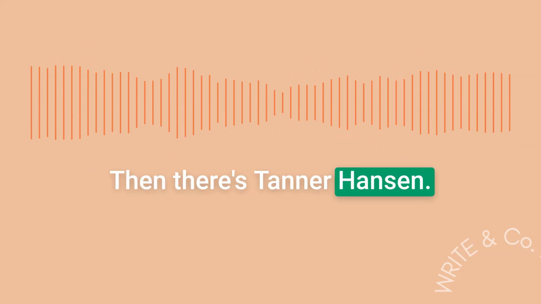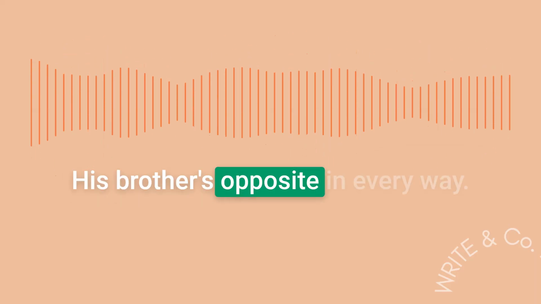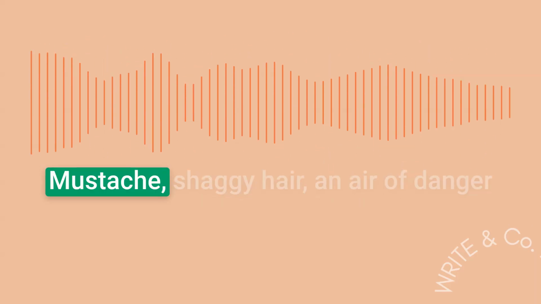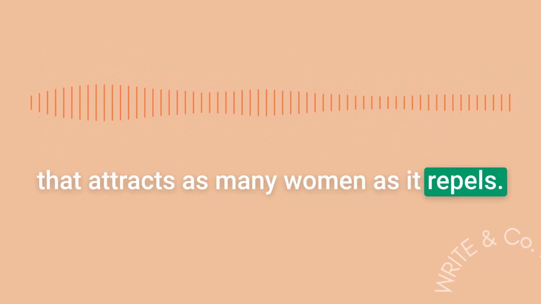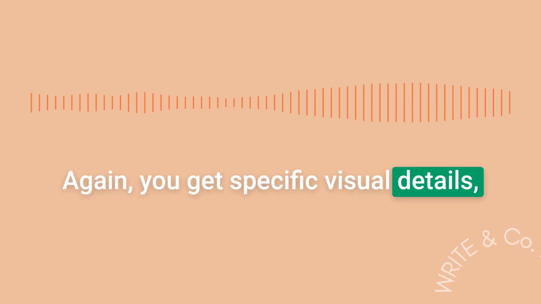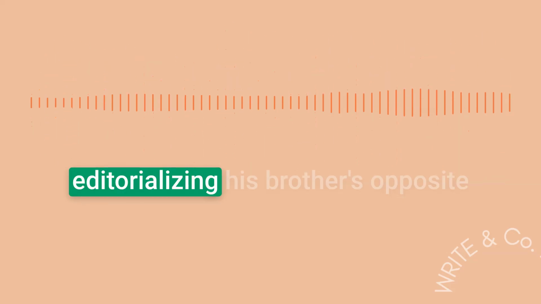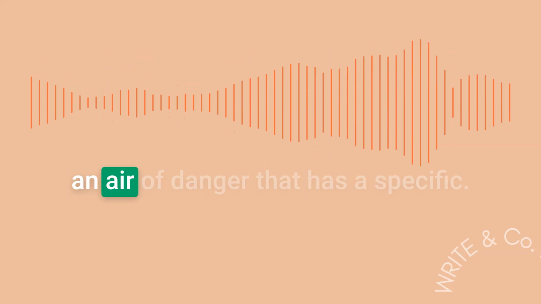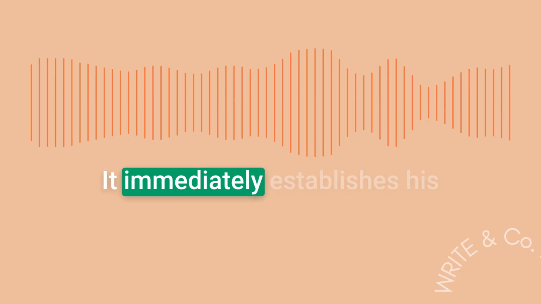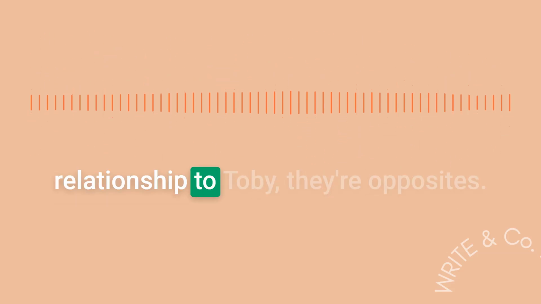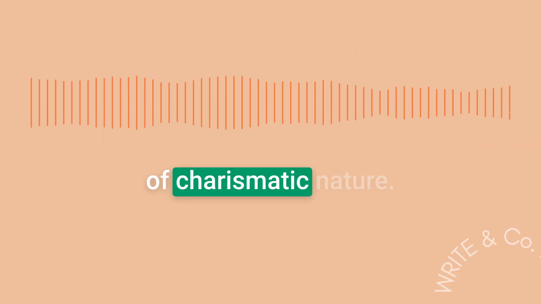Okay, then there's Tanner Hansen. His description. Tanner is 40, his brother's opposite in every way. Mustache, shaggy hair, an air of danger that attracts as many women as it repels. Again, you get specific visual details. Mustache, shaggy hair. But then that editorializing, his brother's opposite, an air of danger that has a specific contradictory effect on people. It immediately establishes his relationship to Toby. They're opposites. And his own volatile, kind of charismatic nature.